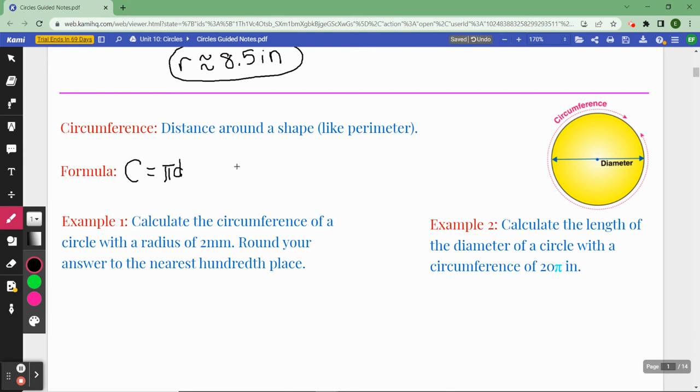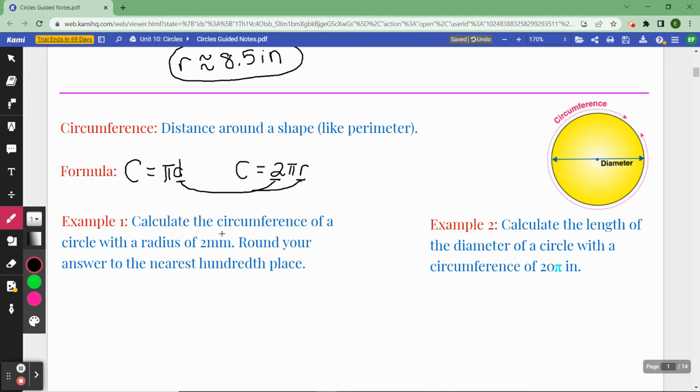So circumference is actually pi times the diameter, but we also know that the diameter is equal to 2 times the radius. So you can also use circumference equals 2 pi r, because 2r is equivalent to the diameter. So just depending on what you have, you might want to use one formula versus the other one.